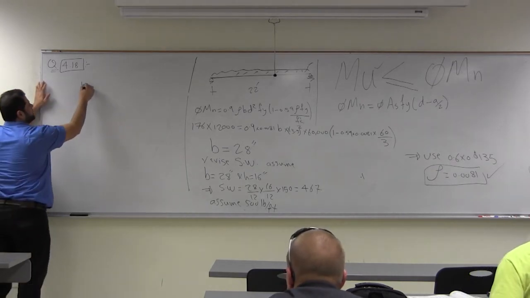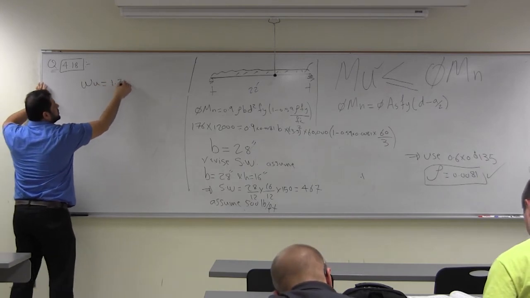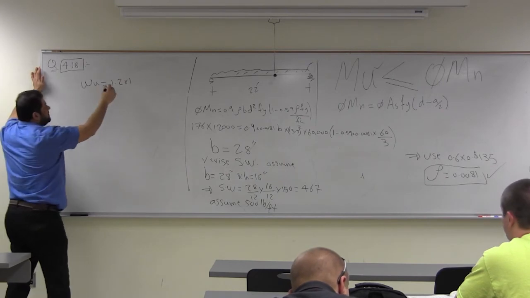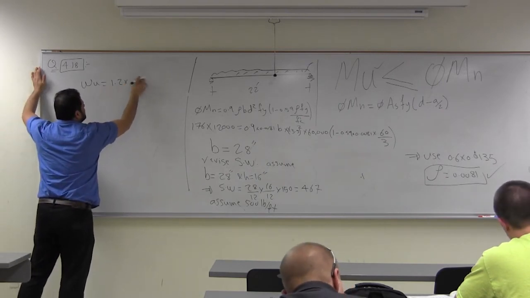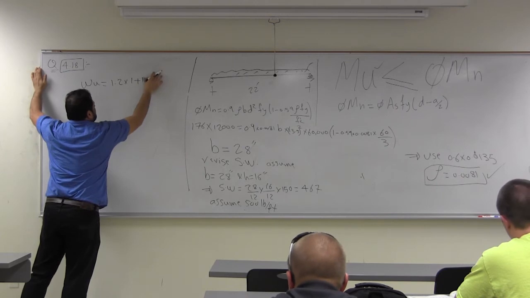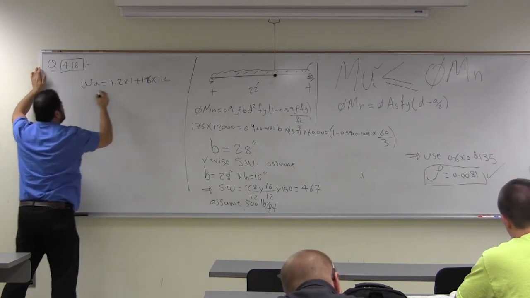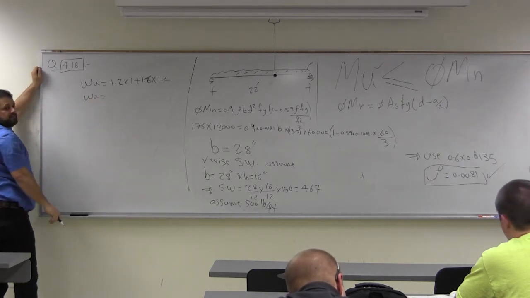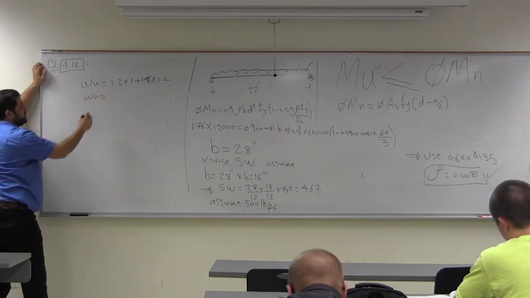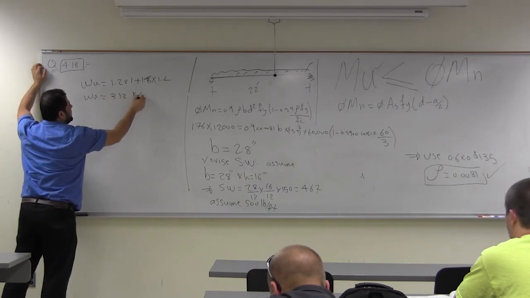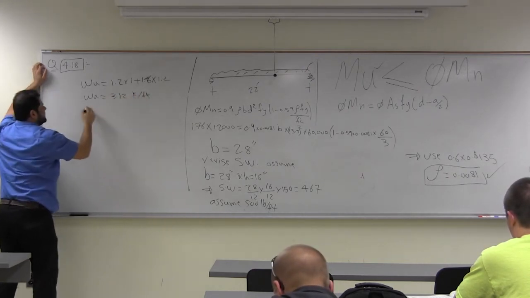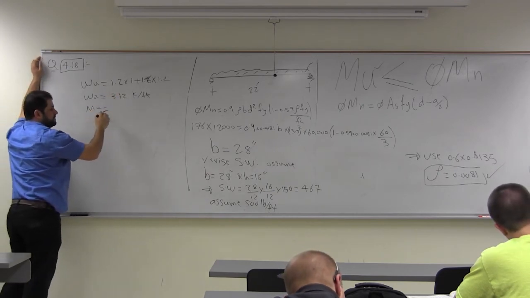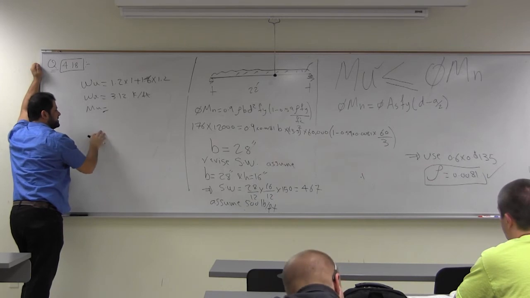So now what's W ultimate? Fast, you do it fast. 1.2 times 1, now 500 plus 500, that's 1, plus 1.6 times 1.2, right? So W ultimate equals what? 3.12 kip per foot. This number times 22 squared over 8. That's why you need to bring a calculator to this class.